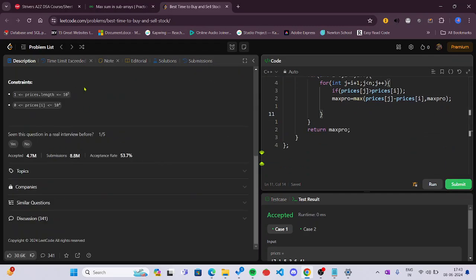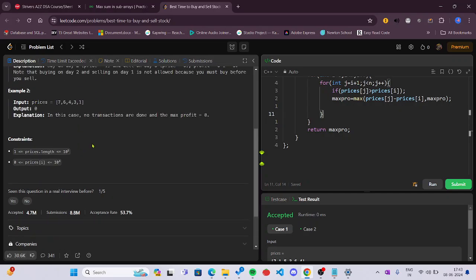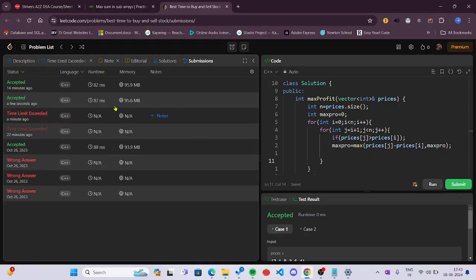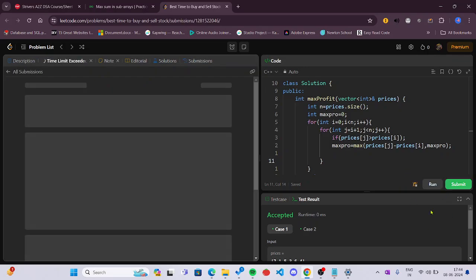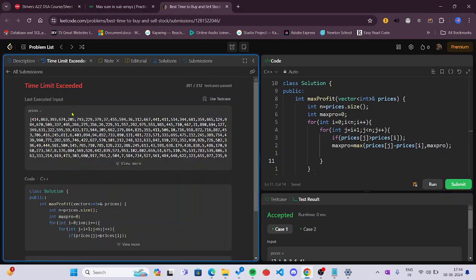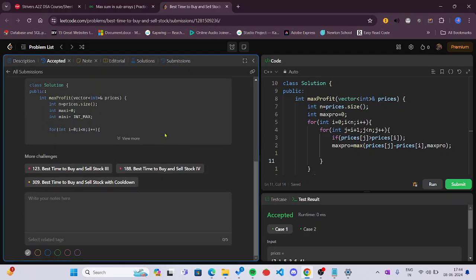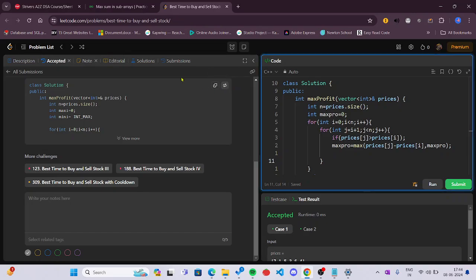Because the constant is, see here, the constant is very critical. So this time complexity will be giving a TLE. I already got this TLE for this. Now let's just run it and show you once that I have got a TLE. See, it is taking a lot of time already. Yeah, I got a TLE, right? So now let's look at this solution.